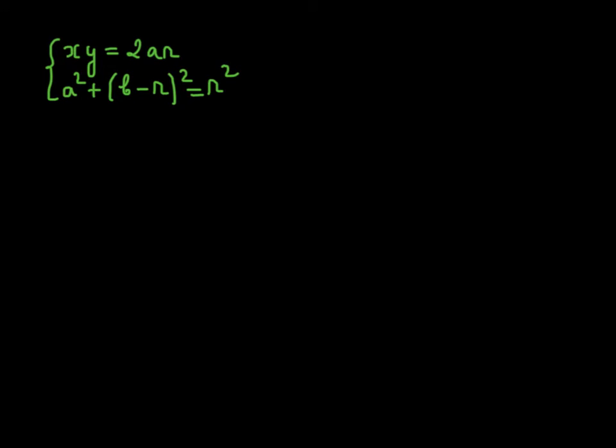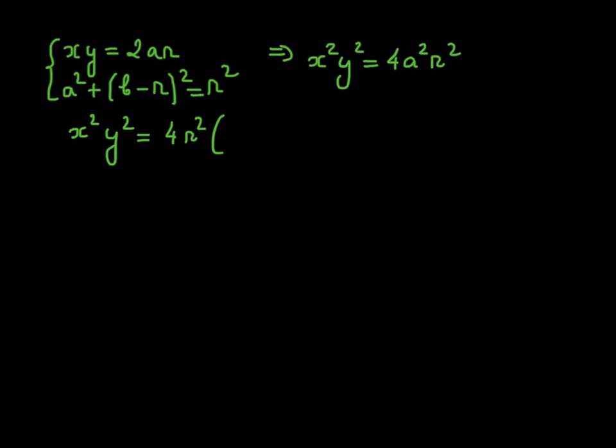So these are the two equations that we know. As we said, we eliminate a from the first equation by replacing it from the second equation. It is easier to square both sides of the first equation and get x squared y squared equals 4a squared r squared. From the second equation we can find a squared, so the equation becomes x squared y squared equals 4r squared bracket r squared minus b minus r squared.